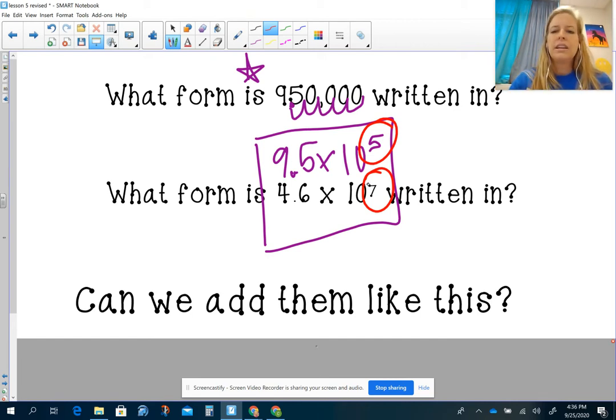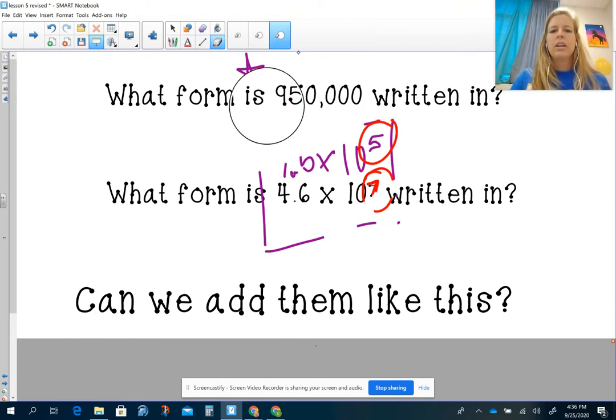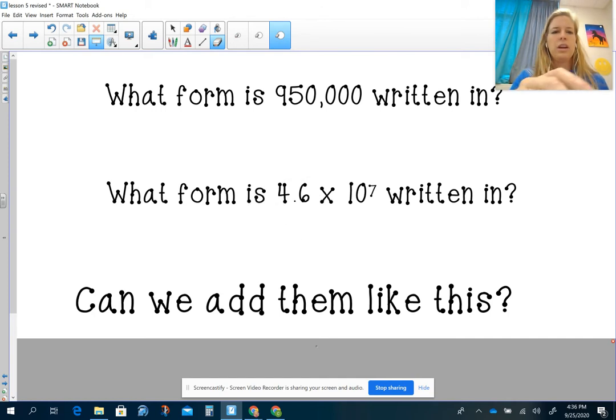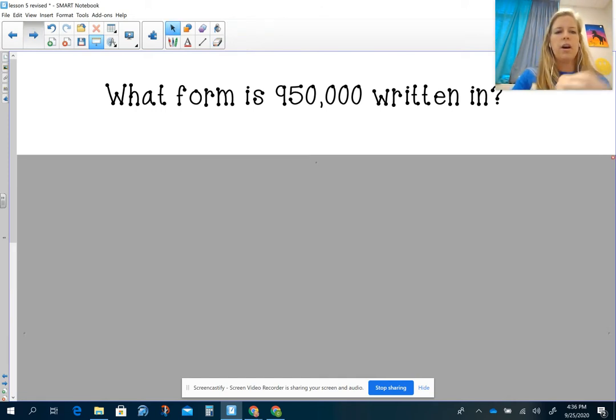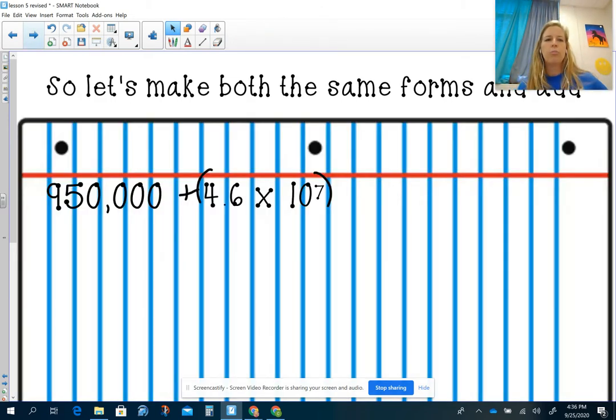So look at these exponents. They're different. We cannot add and subtract them because they're different, because my place value is not going to line up. Let's talk about what that might look like, shall we? Line up my decimals. What is she talking about? So I want you to take your notebook and turn it sideways. Do that for me.